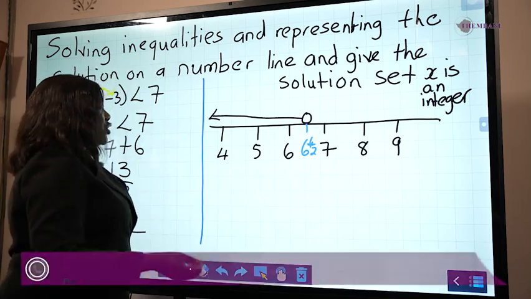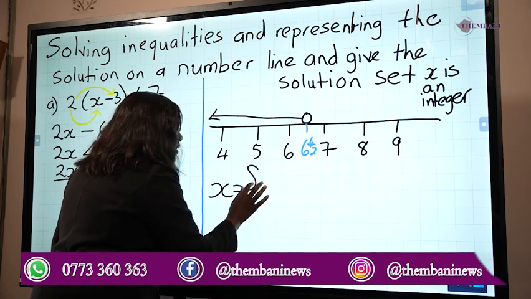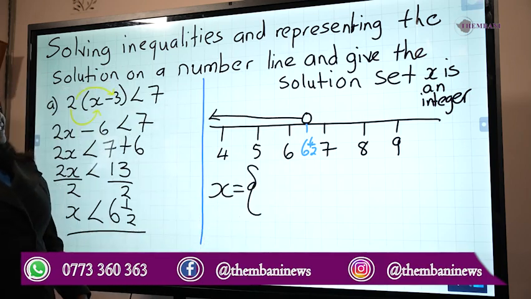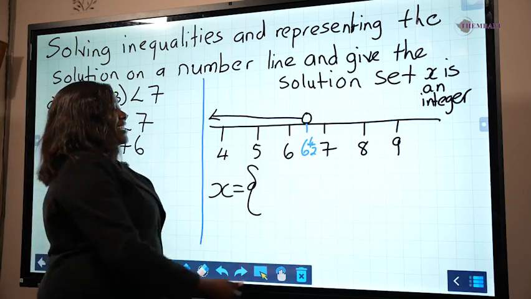So for our solution set, we are saying x is equal to, then we put our set braces. The first number that we want to start with, which is an integer, is this 6.